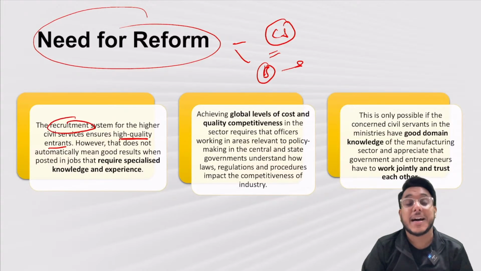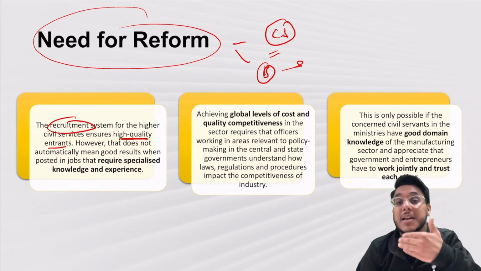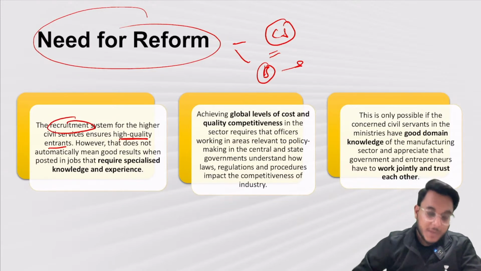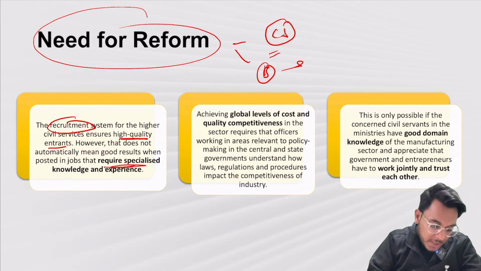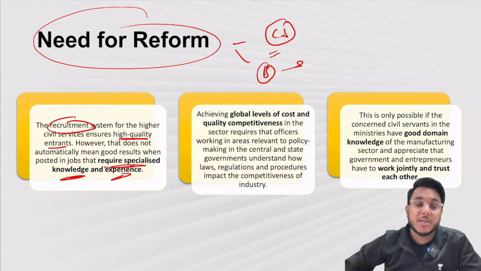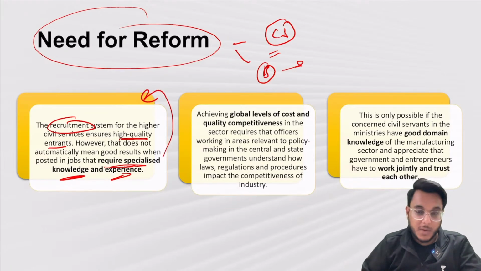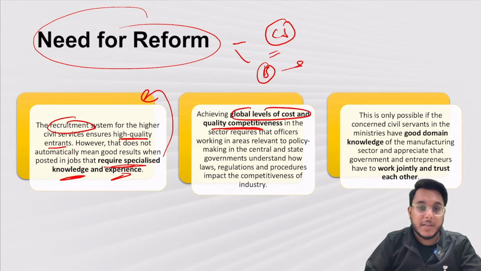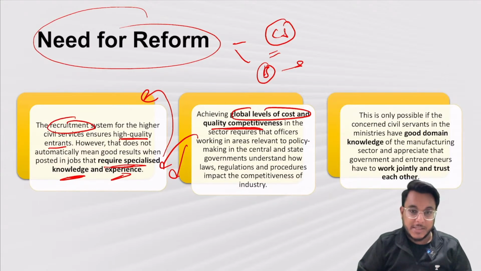Fine. For example, enhancing the ease of doing business. A person is intelligent doesn't mean that person will be visionary with respect to changing the investment scenario in India. So basically, when we talk about improving ease of doing business, it requires specialized knowledge. It requires specialized experience, which many times the civil servants might not have. Okay, achieving global levels of cost and quality competitiveness, for this particular thing, some specific skill sets are needed. Is it clear or not?